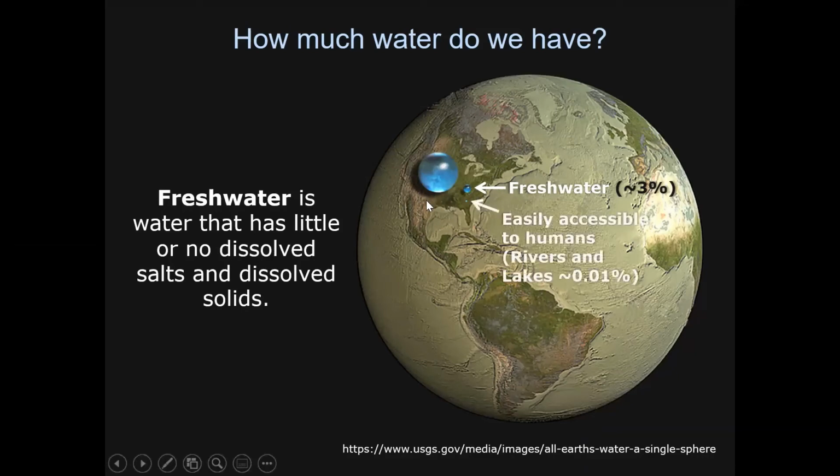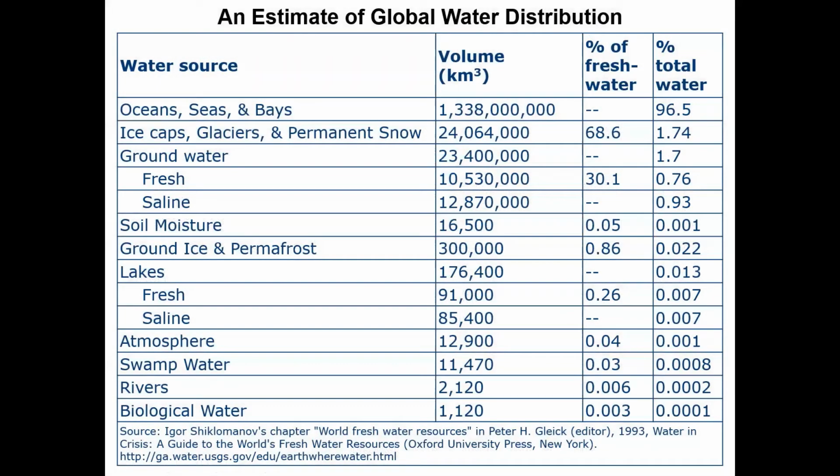Notice there's another little dot there. And this is the amount that is easily accessible to humans out of all the fresh water. So that's about 0.01%. So this makes water a resource. It is very abundant, but we do have to be careful. And in some places in the world, we have to be more careful because there's only so much of it. It is limited.